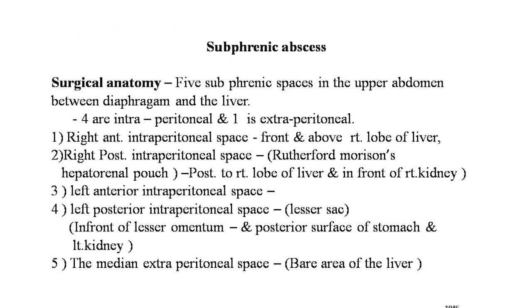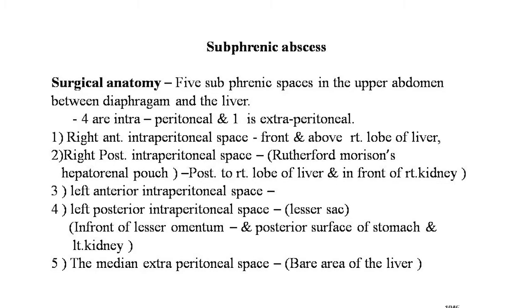Surgical anatomy of subphrenic abscess. There are 5 subphrenic spaces in the upper abdomen between the diaphragm and the liver by disposition of the various peritoneal folds. 4 are intraperitoneal and 1 is extraperitoneal. Intraperitoneal 4 are: right anterior intraperitoneal space, that is in front of and above the right lobe of the liver. Second is the right posterior intraperitoneal space, that is the Rutherford-Morison hepatorenal pouch, posterior to the right lobe of the liver and in front of the right kidney.